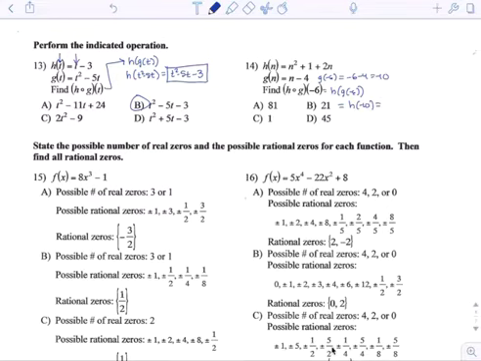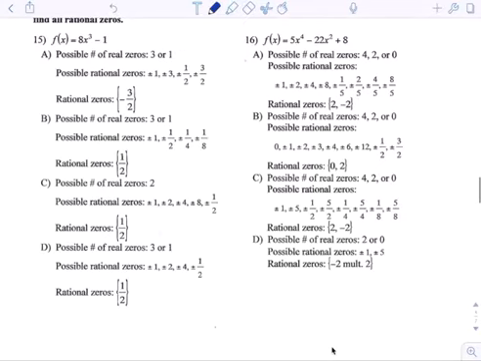Now we can just substitute that into our h function. So negative 10 squared plus 1 plus 2 times negative 10. That's 100 plus 1 minus 20, which simplifies to 81. And it's A. Alright, number 15.